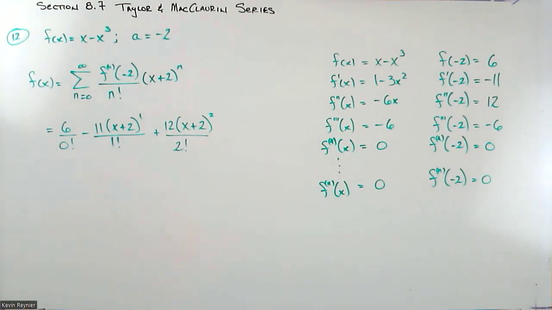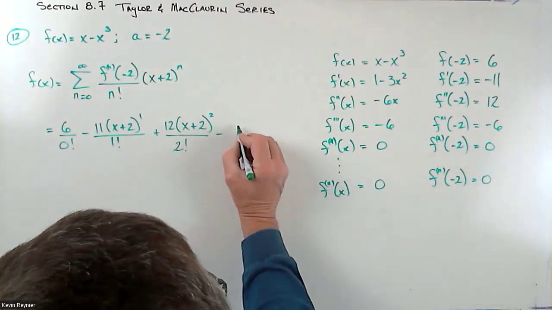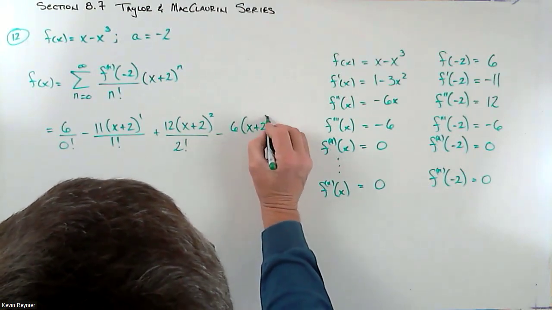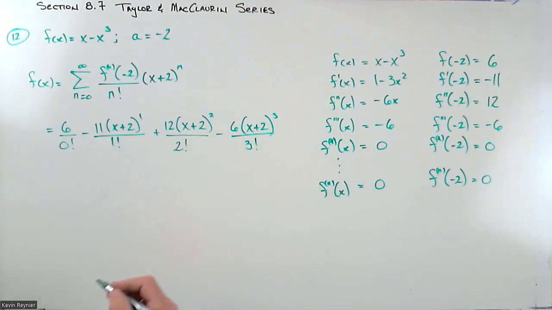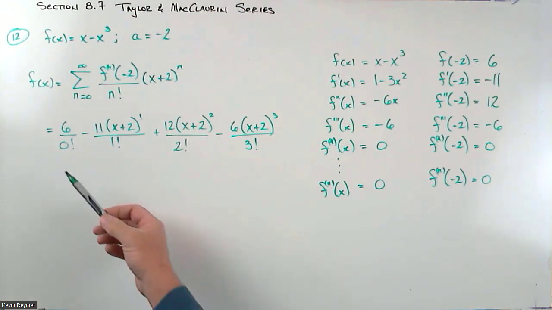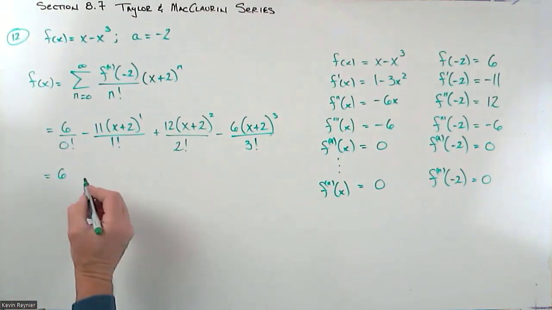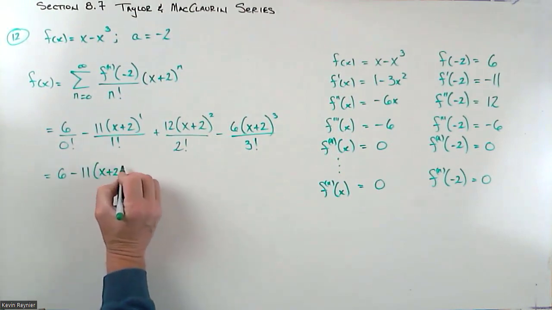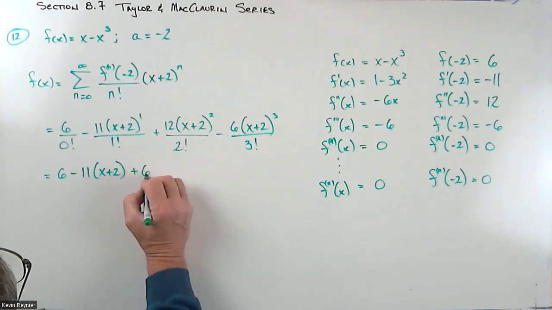And then our last term is going to be last because all of our derivatives from now on are 0. It is going to be negative 6 times x plus 2 cubed, and then this is 3 factorial. We can simplify this if you want. If you want to make it look as clean as possible, it probably would be best. 2 factorial is 2, so that's just going to be 6.